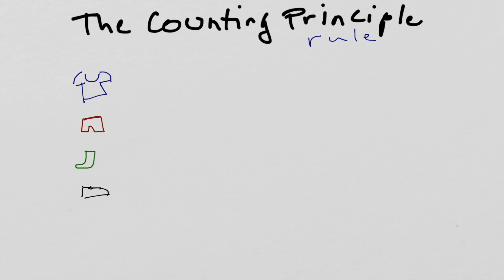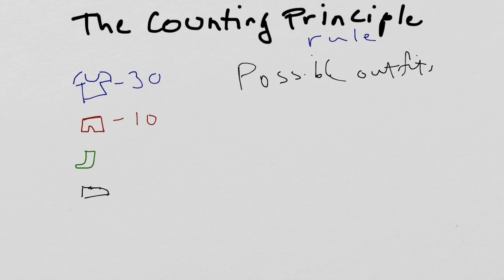In our case, we're going to calculate the number of possible outfits, given that we have 30 tops, we have 10 bottoms, we have 8 socks, and we have, I think it was 15 shoes.